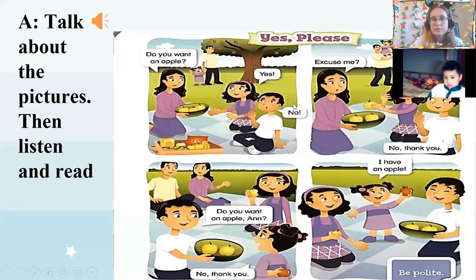Page 28. Lesson 3. Story. A. Talk about the pictures. Then listen and read. Do you want an apple? Excuse me? Yes, please. No, thank you. Do you want an apple, Anne? No, thank you. I have an apple.